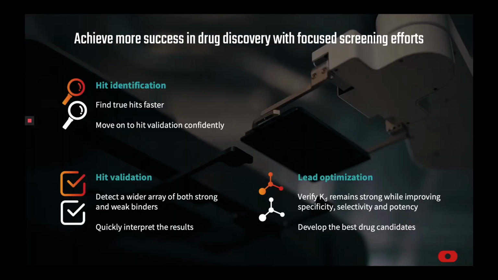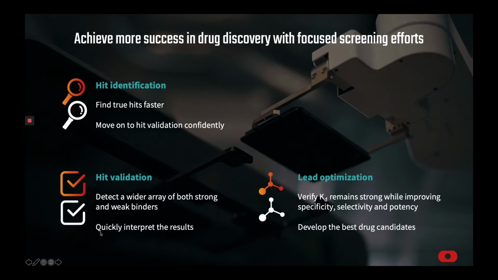So I'd like to challenge you all to think about the fact that achieving more success in drug discovery really requires a focused effort on screening and identifying your best targets. And there are 3 areas that we can improve upon. The first is hit identification, where you find your true hits faster and then move them onto your hit validation more confidently. The second phase, hit validation, is having the ability to detect a wider array of both strong and weak binders as you're trying to characterize and identify your best target candidates.